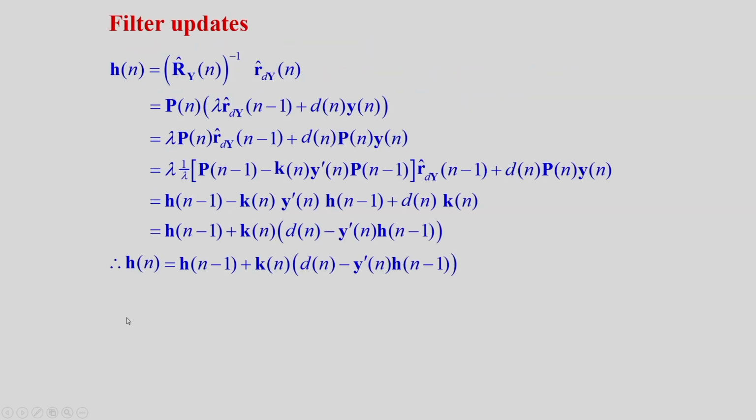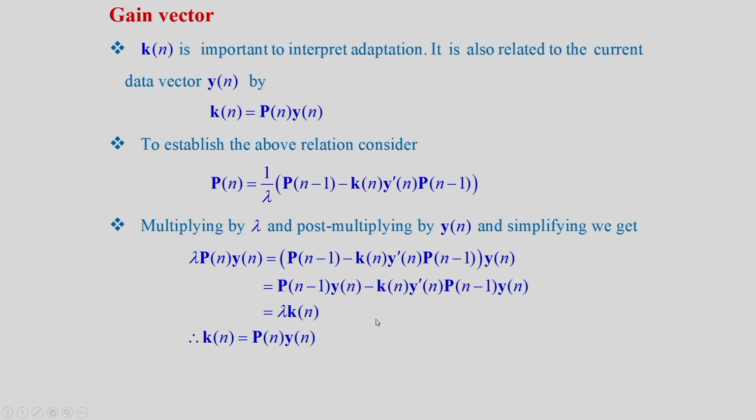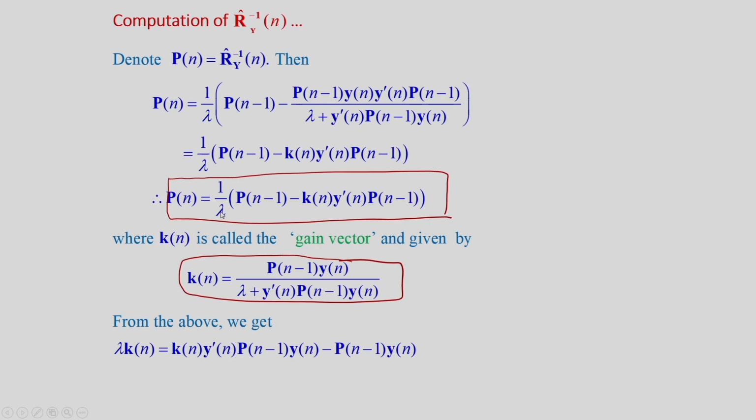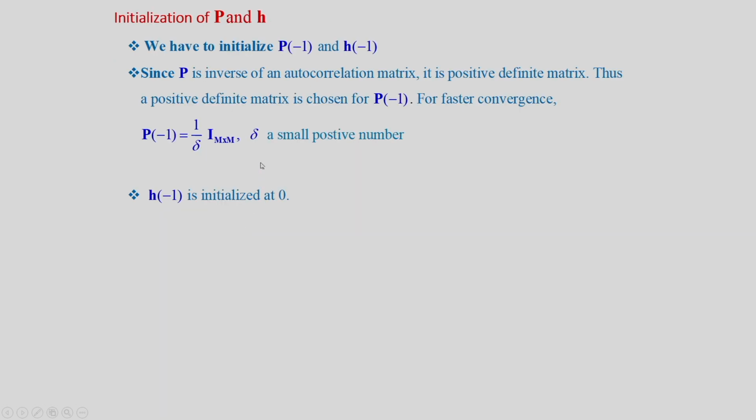So, that way we also have the recursive relationship for Hn. This is the recursive relationship for Hn. So, we now have three recursion relations, for Hn, for Kn and Pn. These recursive relations are there, but we have to initialize the P matrix and the H vector.